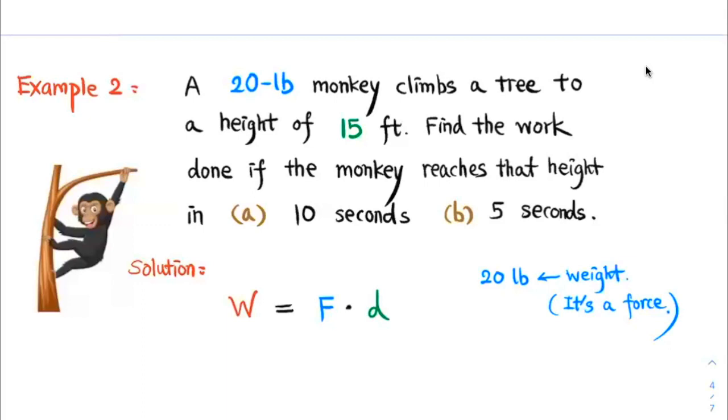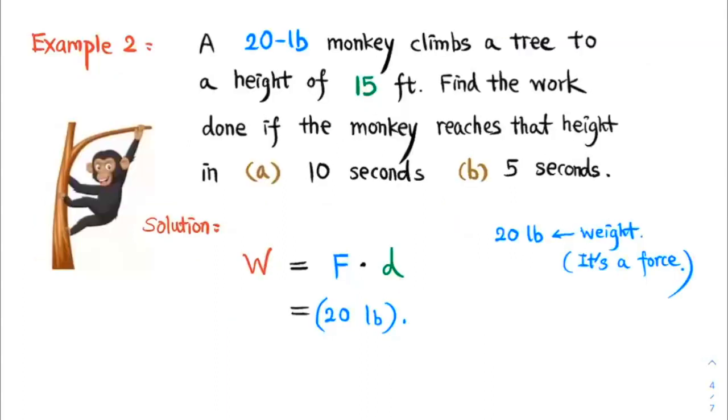Notice that here, the 20 pounds is the weight of the monkey. It is a force. So F over here will be equal to 20 pounds. The distance the monkey traveled, the displacement, is 15 feet. So multiplying, we get 300 foot-pounds.